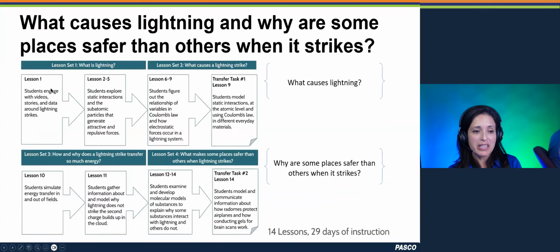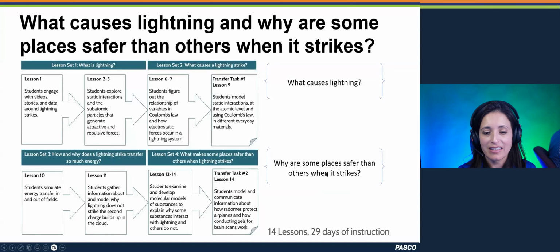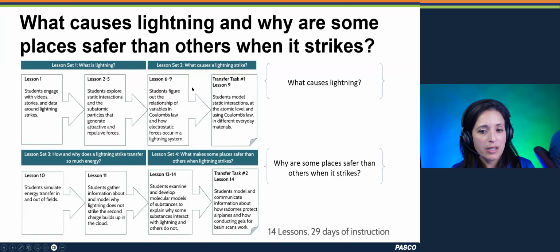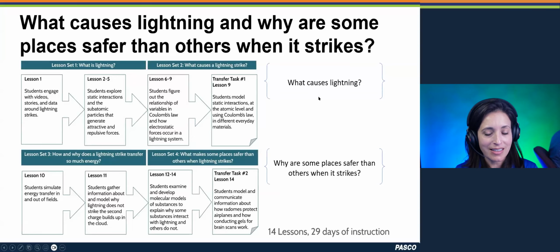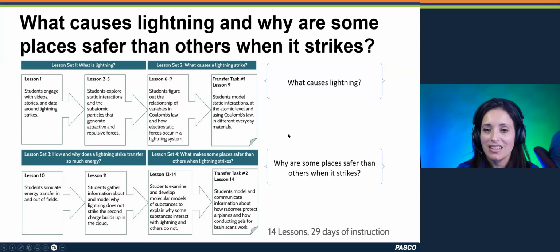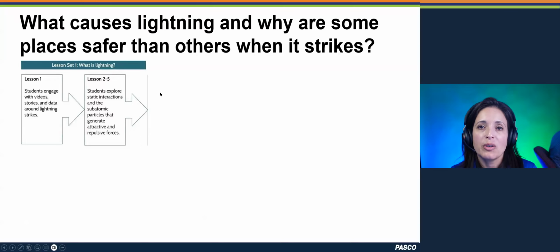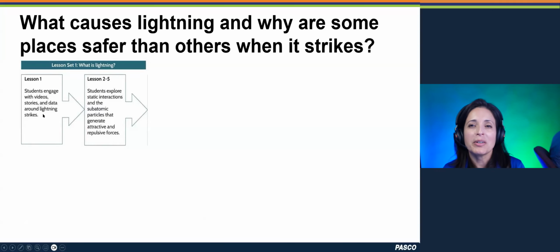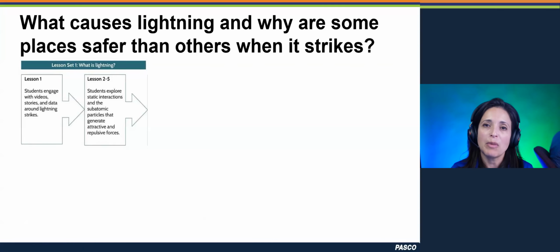Okay, so here is that whole 14 lesson storyline. They're organized in lesson sets, and lesson sets 1 and 2 combine to answer the question, what causes lightning? And lesson sets 3 and 4 combine to answer, why are some places safer than others when it strikes? This is the 29 days of instruction length of time. So by the end of lesson 1, we agree that water is there. We've come to agreement on that model. Water is present when lightning occurs.